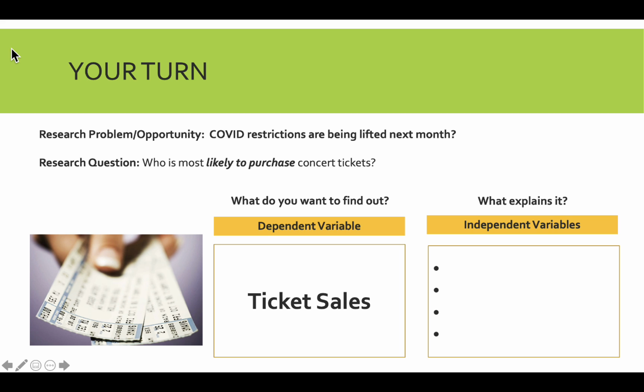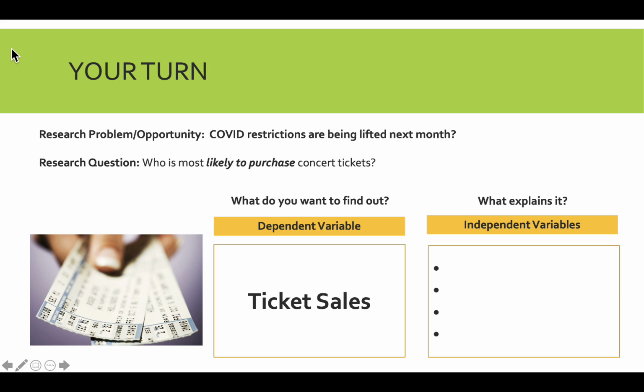I'm a marketer. The restrictions are going to open up. People have been vaccinated. What explains it? What are your independent variables that could explain ticket sales? Maybe it could be vaccination. Has somebody been vaccinated or not? Vaccinations, do they impact ticket sales? Does the venue impact ticket sales? Does the state impact ticket sales?